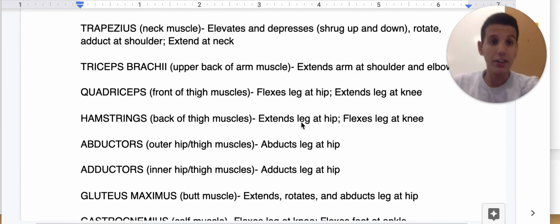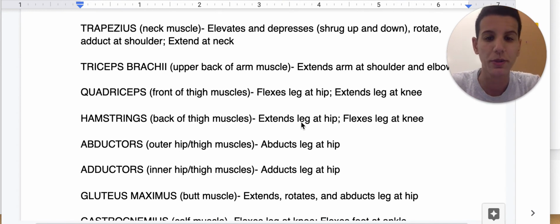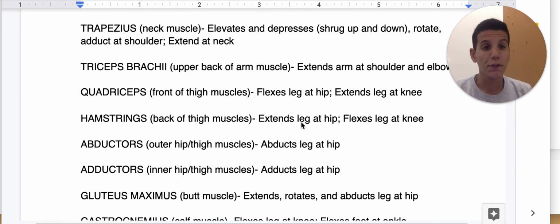Again, it can be very confusing, so don't think too much into it, because we will go over this over and over. And hamstrings, quadriceps are in the front, hamstrings are in the back of the thigh, and they work as opposites. So it's the opposite of the quadriceps. Extend the leg at the hip, flex the leg at the knee.